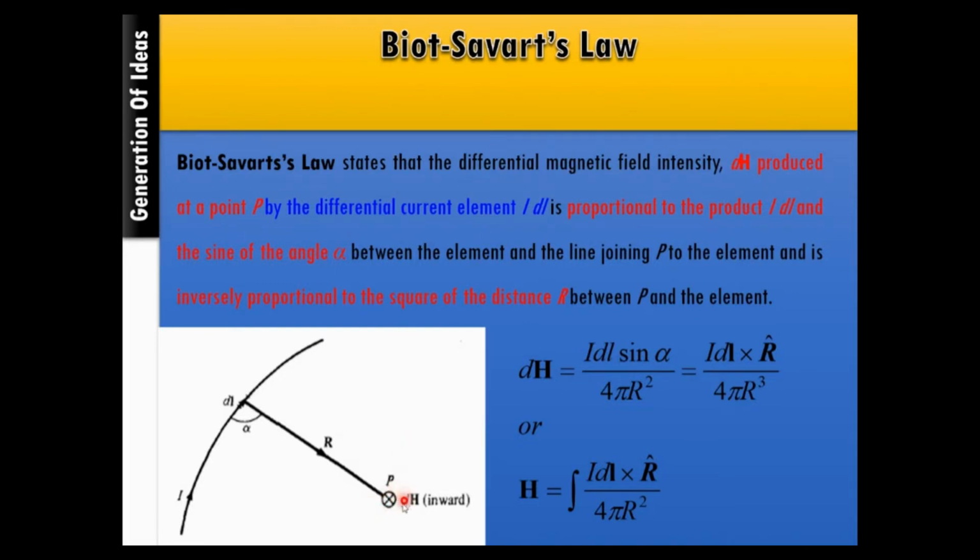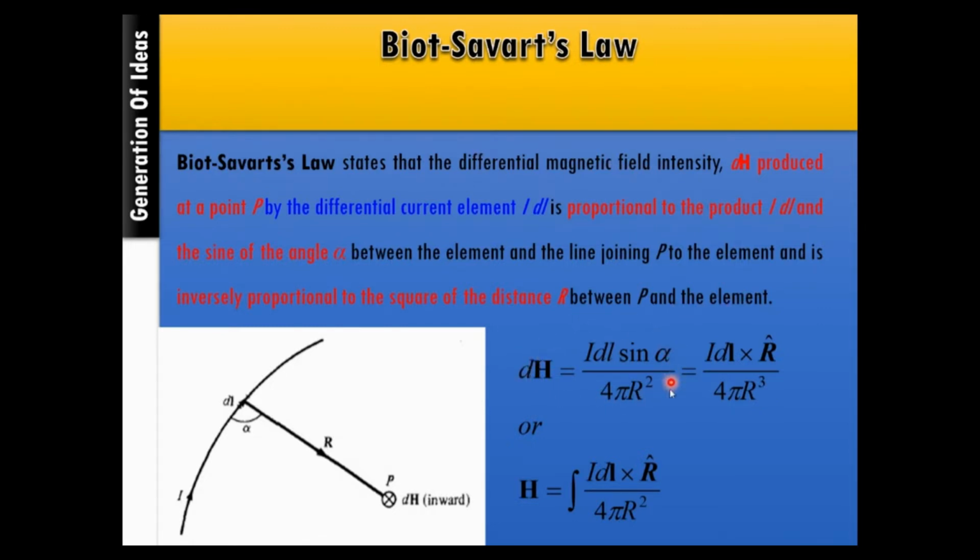You can look at this figure. The dH produced at the point P by the differential current element I dL, you imagine a very small current element, is proportional to the product I dL and the sine of the angle alpha between the element and the line joining P to the element, and is inversely proportional to the square of the distance r between P and the element. So basically, this sentence explains these equations.